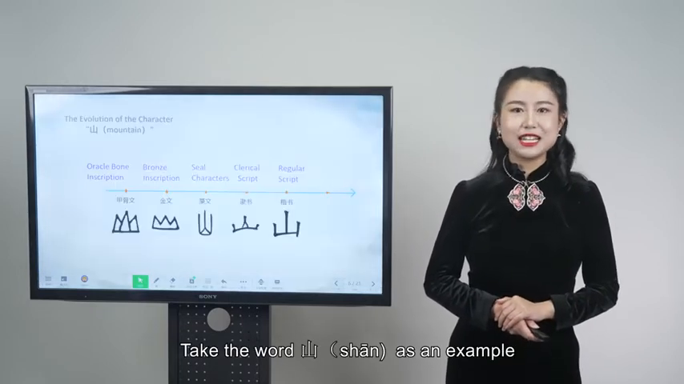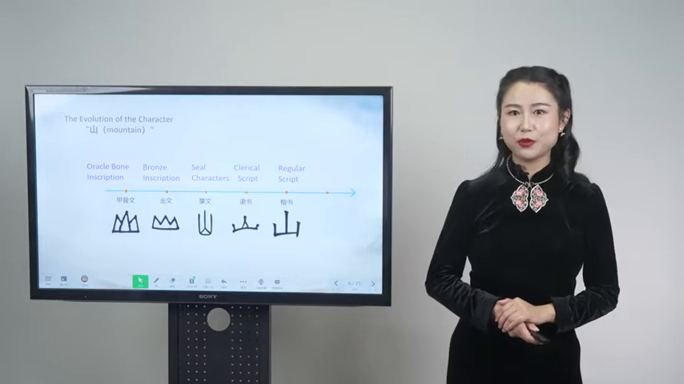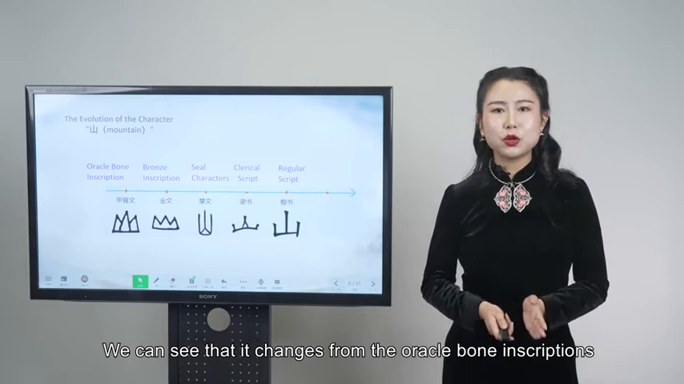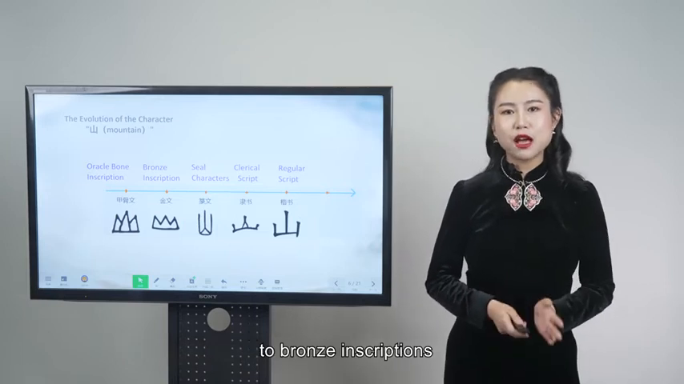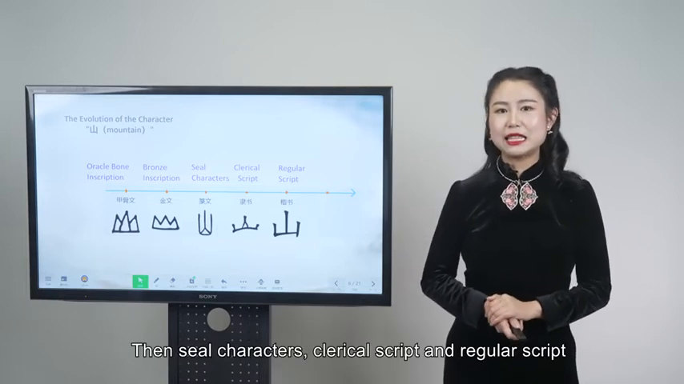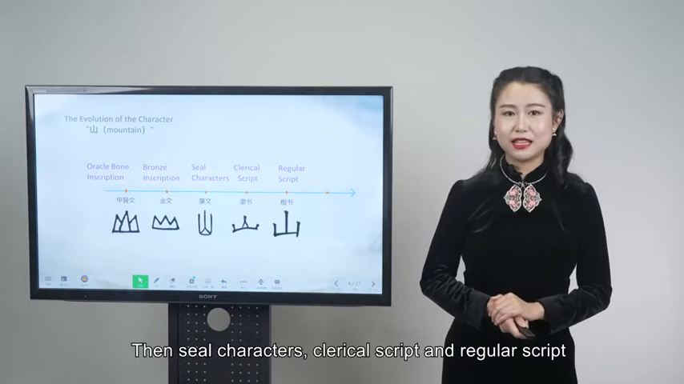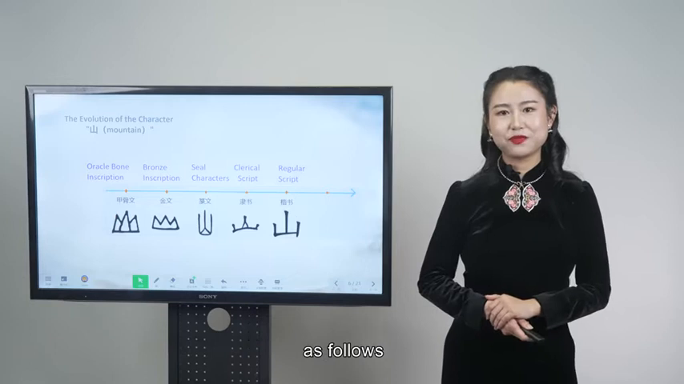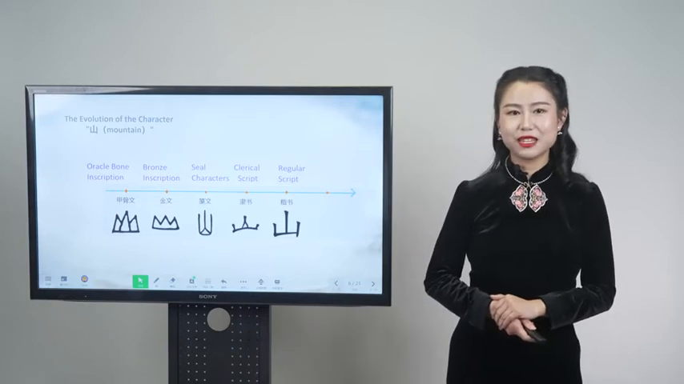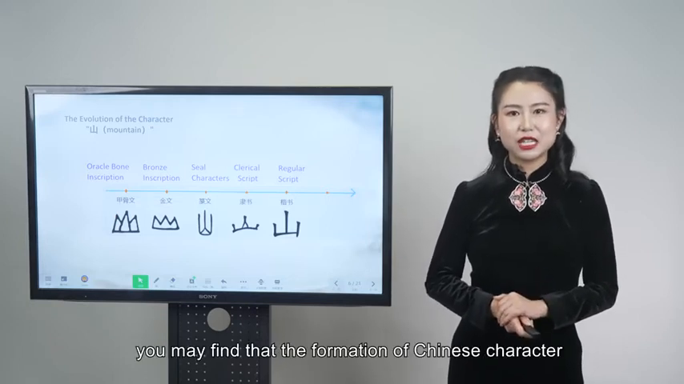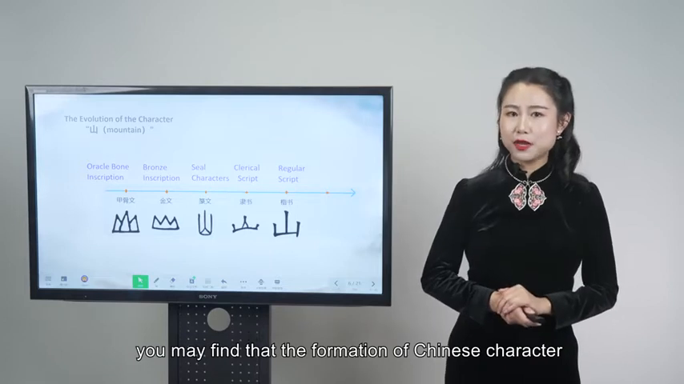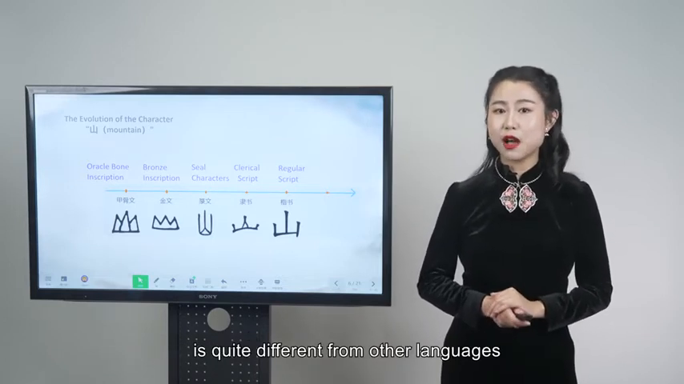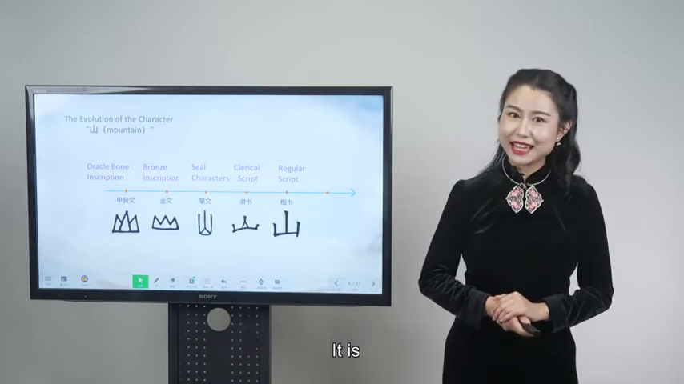Take the word Shan as an example. You can see that it changes from the oracle bone inscriptions to bronze inscriptions, then seal characters, clerical script, and regular script as follows. Hearing of this, you may find that the formation of Chinese characters is quite different from other languages. It is.